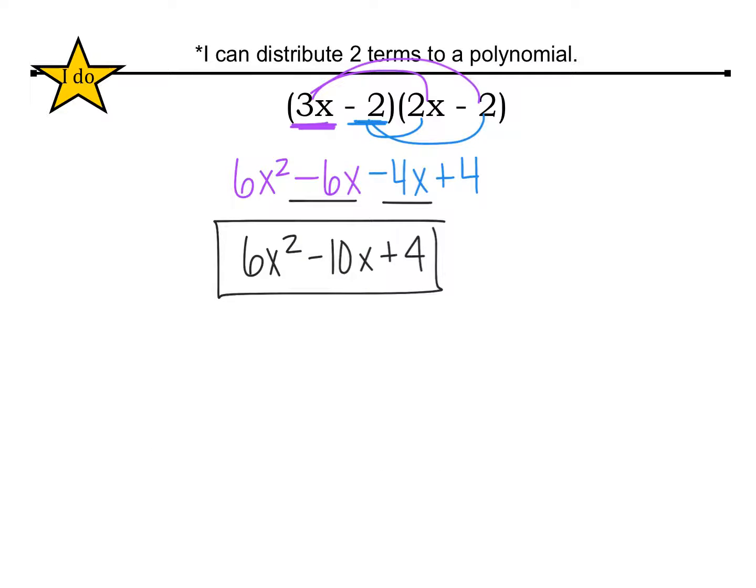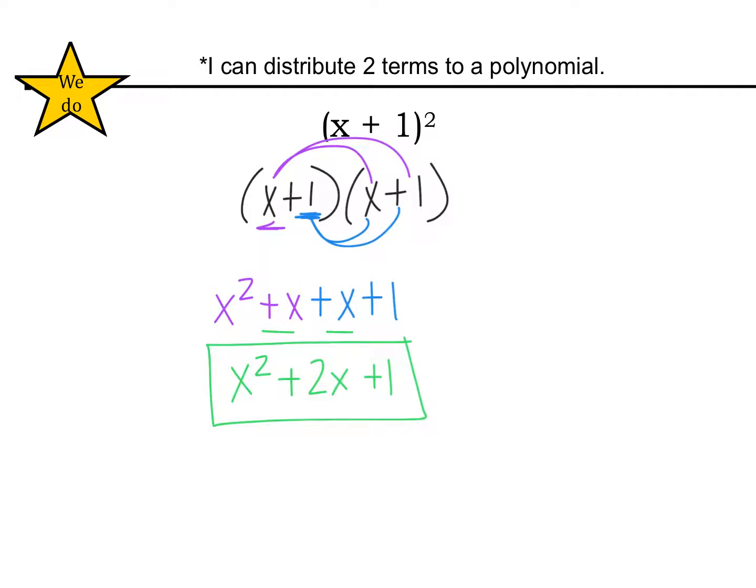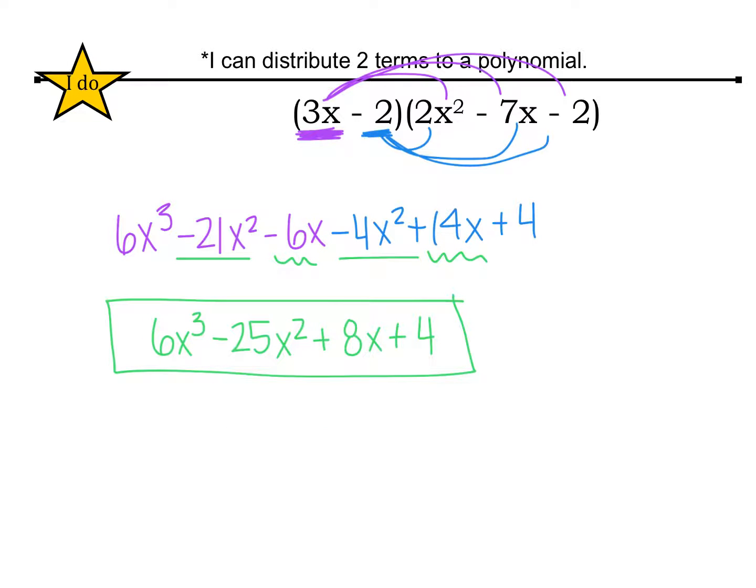All right, so for this one, I got 6x to the second minus 10x plus 4. So if you didn't get that answer, make sure you look over my work and write down any questions that you have or any points of confusion. All right, so on this one, hopefully you got 5x squared plus 12x minus 32. All right, on this one, hopefully you got x squared plus 2x plus 1. All right, so for this one, hopefully you weren't tricked by the binomial times the trinomial and you ended up with 6x to the third minus 25x squared plus 8x plus 4.